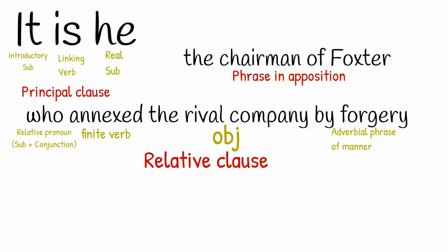Now the whole subordinate clause, that is who annexed the rival company by forgery, qualifies the pronoun he. How? Actually, by saying the clause who annexed the rival company by forgery, the speaker can specify the person who has done forgery. That is why this subordinate clause is an adjective clause or a relative clause.